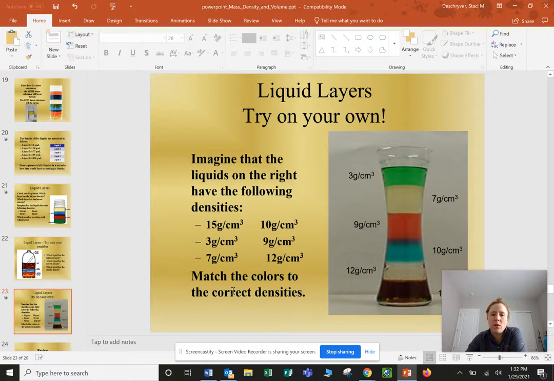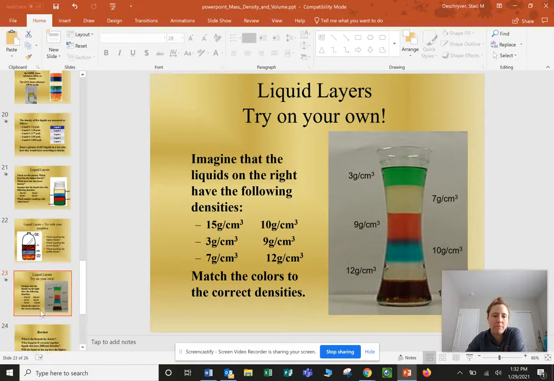Okay, so now imagine that the liquids on the right have the following densities. So these are all the densities of those liquids. What I want you to do is match the colors to the correct density. So which color liquid goes with which density?